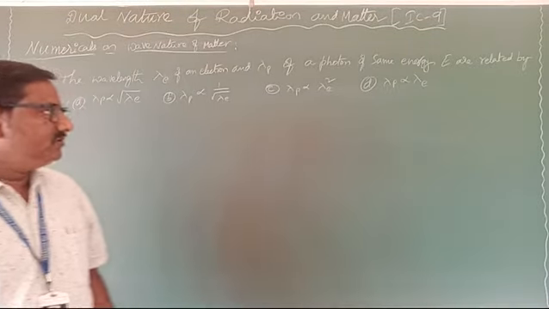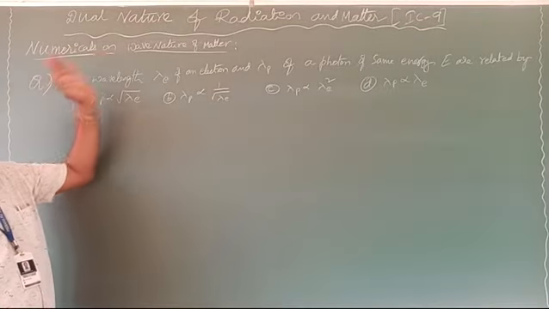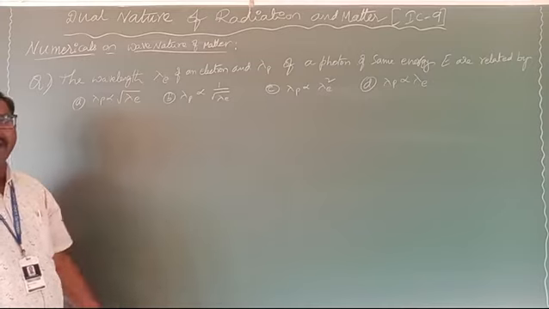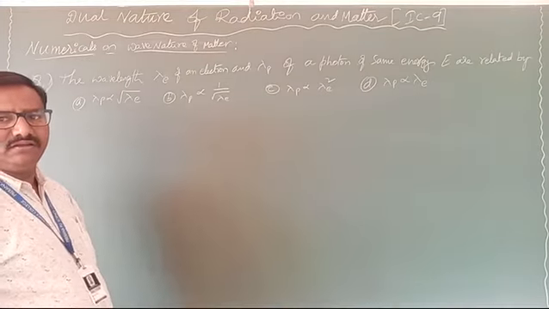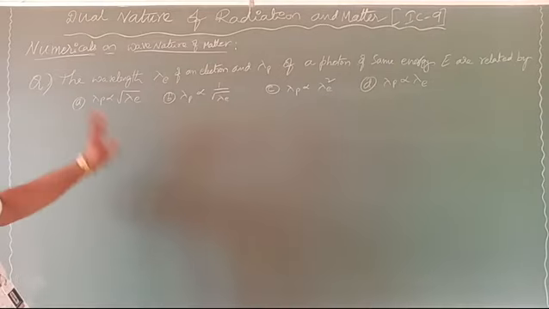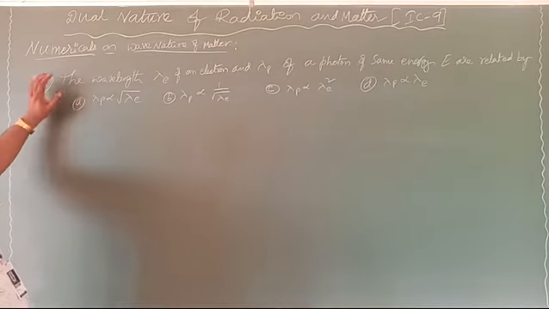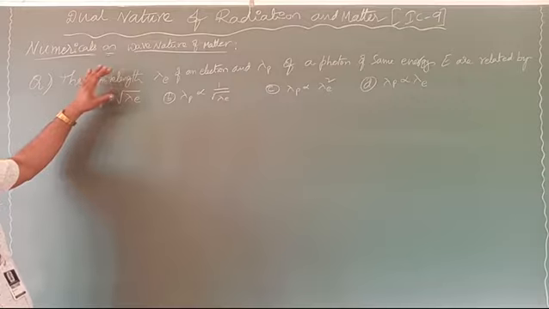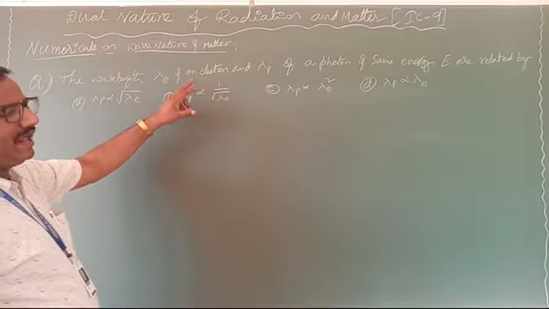Good morning, students. Today we are discussing the dual nature of radiation and matter, integrated video 9. In it, we are discussing the wave nature of matter and some numericals on it. The first numerical is on the wavelength of an electron.